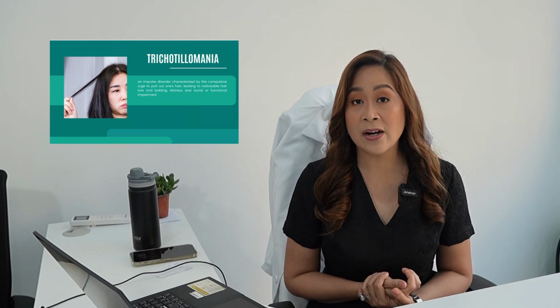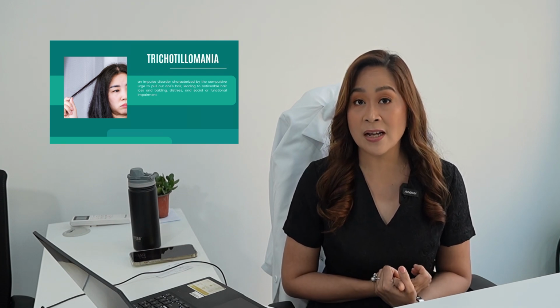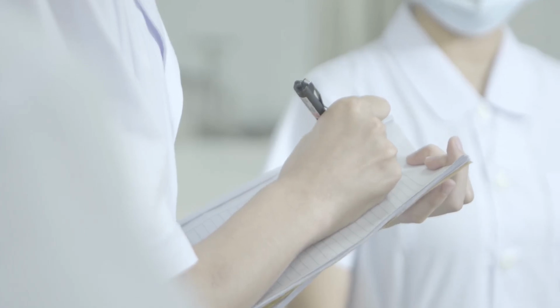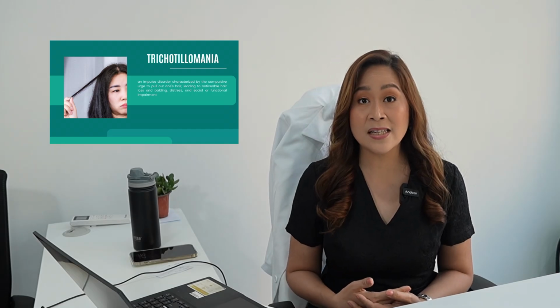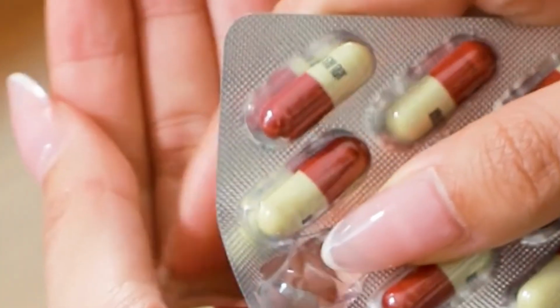If the patient is not able to pull the hair, he or she feels stressed, there is that need to pull the hair, and oftentimes this causes hair thinning. This may be reversed by seeing a psychiatrist and taking the necessary medications for trichotillomania.